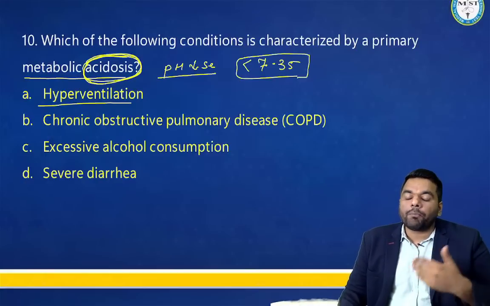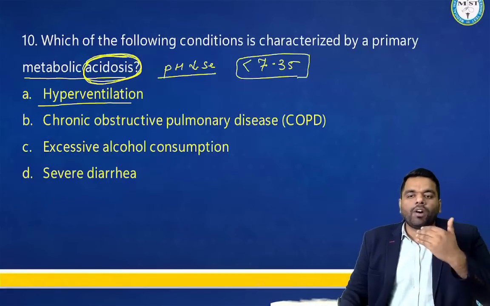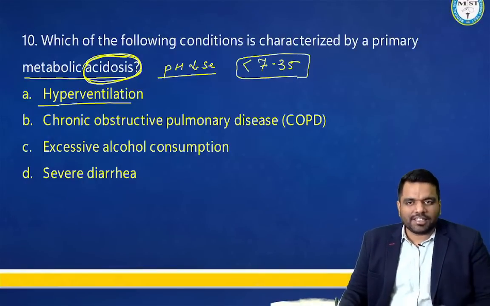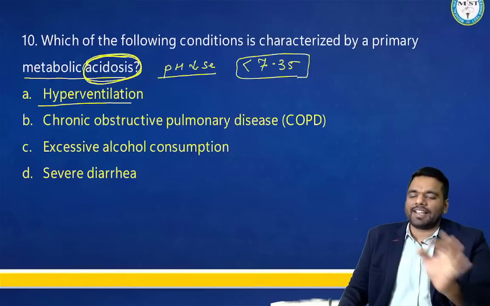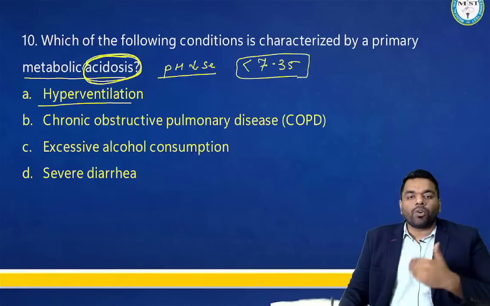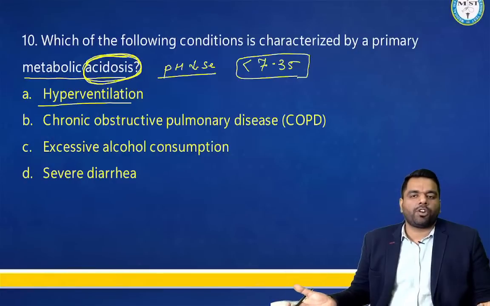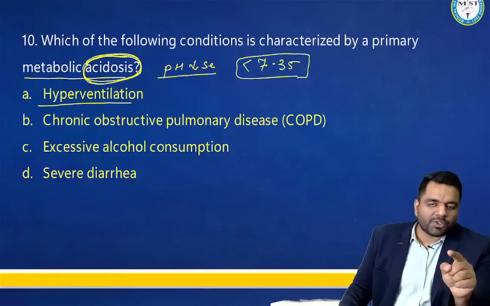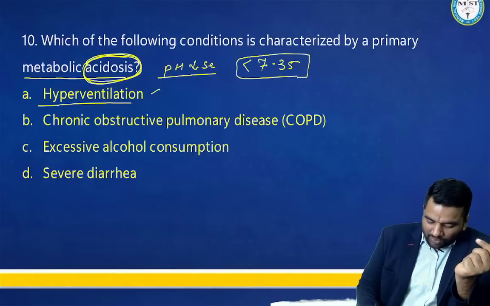This leads to hyperventilation in the body. Hyperventilation means you are taking more CO2 out from the lungs. And CO2, you know, is always acidic. It means more acid is going outside from the lungs, which leaves the inside of your body more alkaline. So ideally, hyperventilation leads to an alkaline body, not an acidic one. So this is the wrong option.